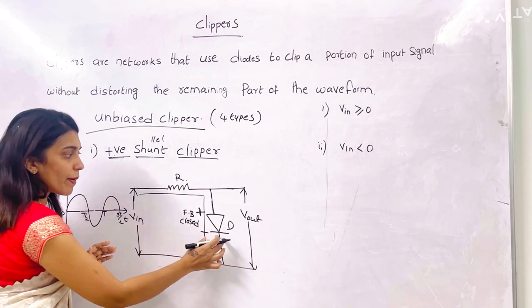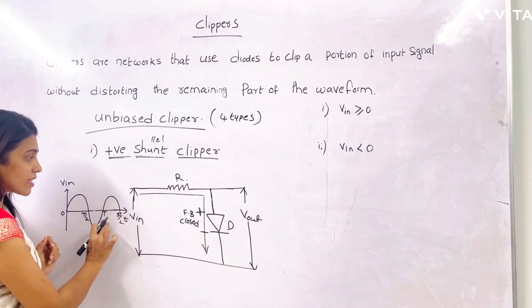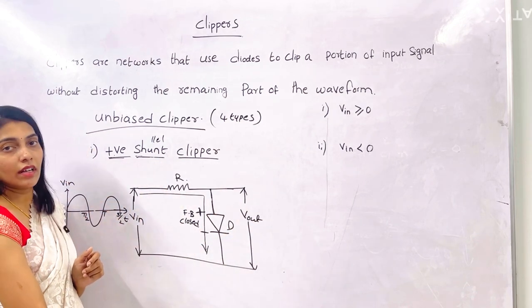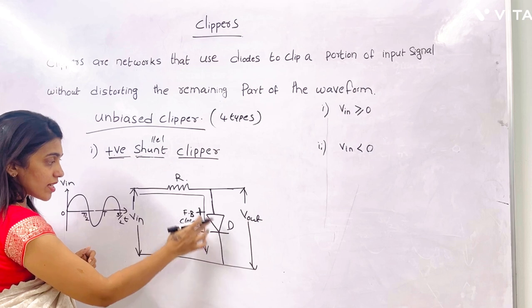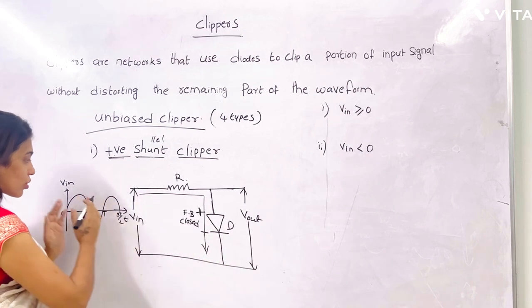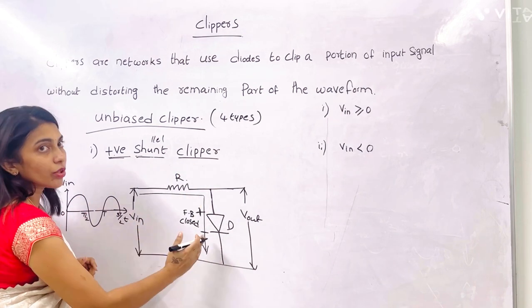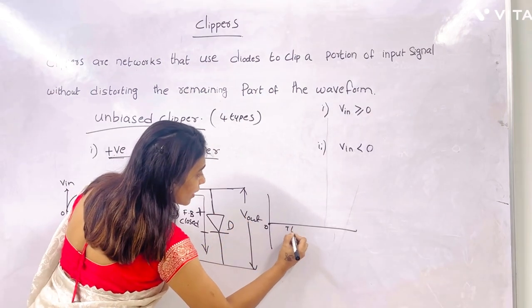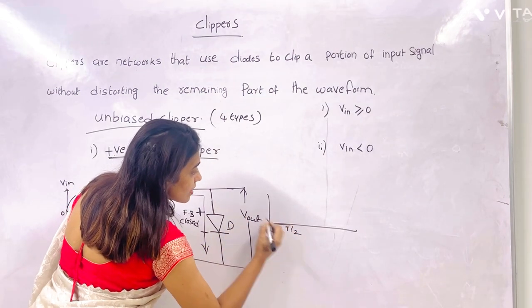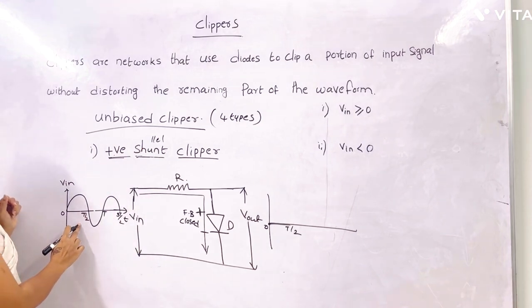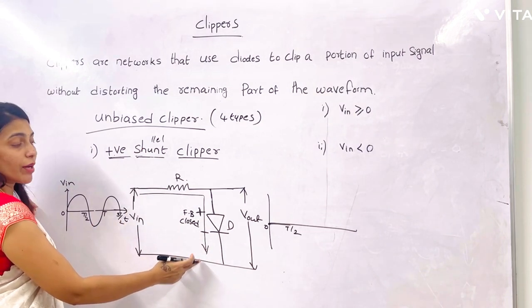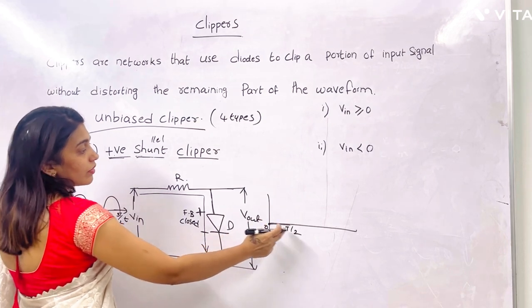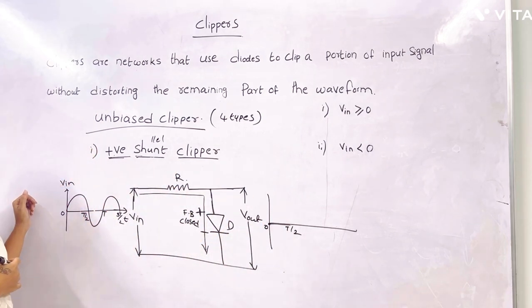If it were in open condition, then this input signal would move towards the output, towards the load. But here the diode acts like a closed switch, so the total input signal is shorted to ground. So from 0 to T/2, the output is 0, because the diode is in closed condition.